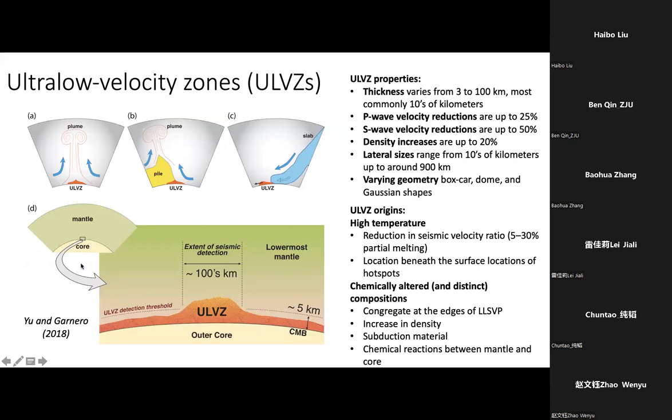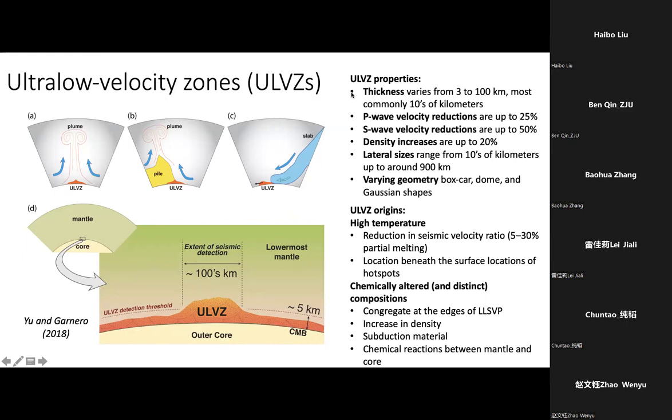So this is the figure I found from Yu and Garnero, I think, which summarized very nicely the origin as well as the complexity of the ULVZ. So ULVZ, ultra-low velocity zone, just as defined by its name, is a very low velocity zone residing at the base of the mantle above the core mantle boundary. And sorry, I just want to move the zoom window a little bit so that I can see.